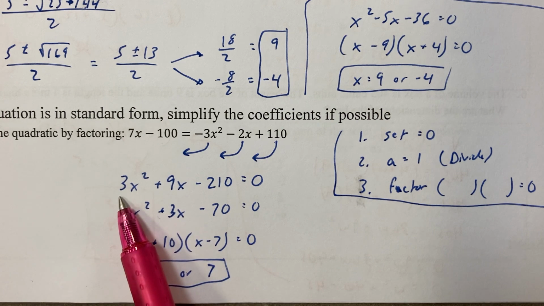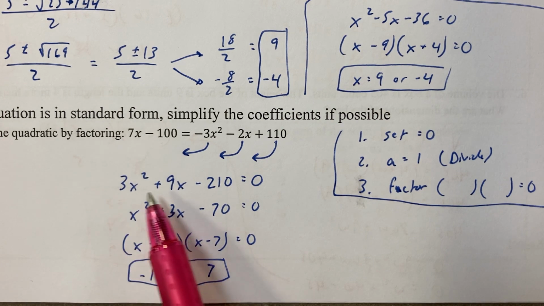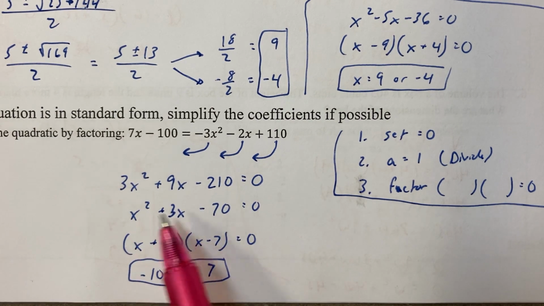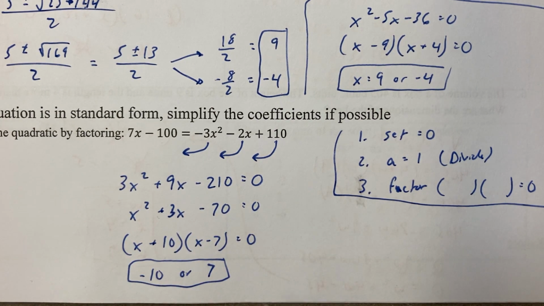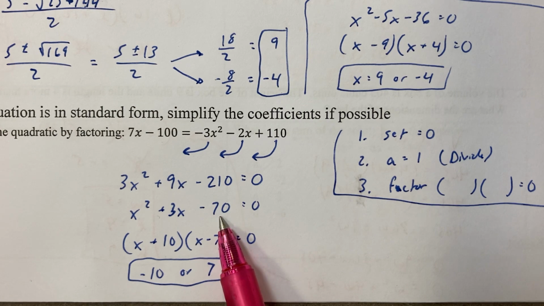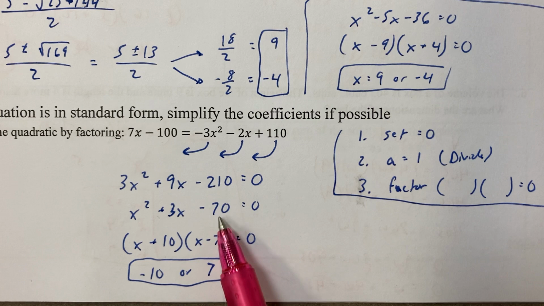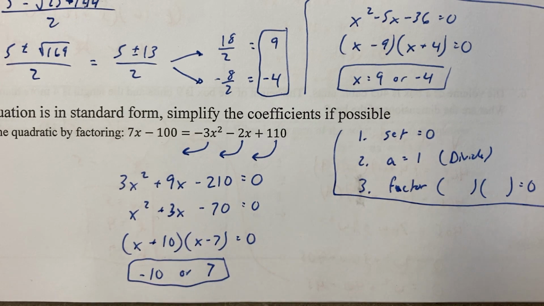Now, a is not 1 here, a is 3. So what we can do is divide everything by 3. Everything gets divided by 3. 70 is now the magic number. How about 7 and 10? 7 and 10 work. 7 and 10 can make +3. It's a +10 and a -7. And so those are my answers.